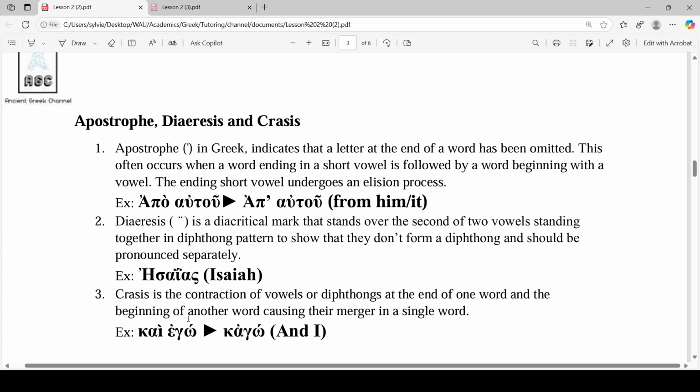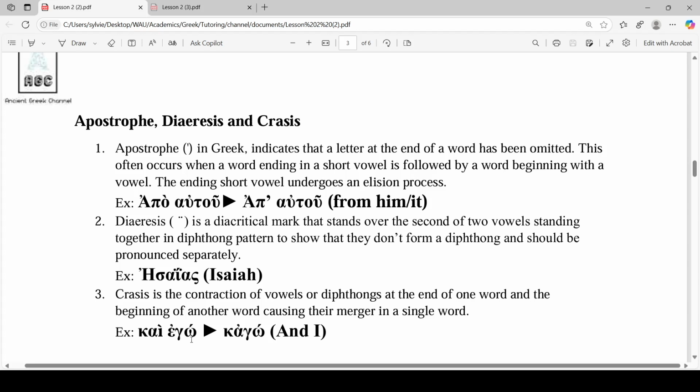The last phenomenon for today is the crasis phenomenon. What is the crasis? The crasis is the contraction of vowels or diphthongs at the end of one word and the beginning of another word that follows, causing their merger in a single word. That is what happened to these 2 words, kai, ego. You see the grave accent that replaces the acute accent here because it is followed by another word. These 2 words are 2 different words. Kai means and, ego means I. It's the subject pronoun, first person singular.